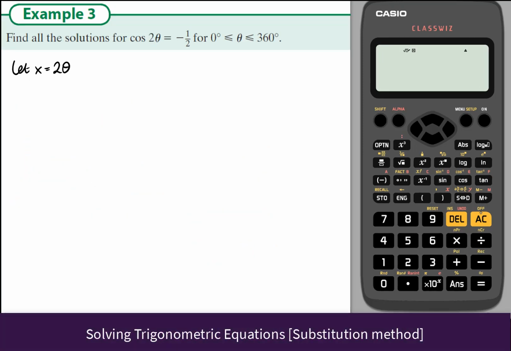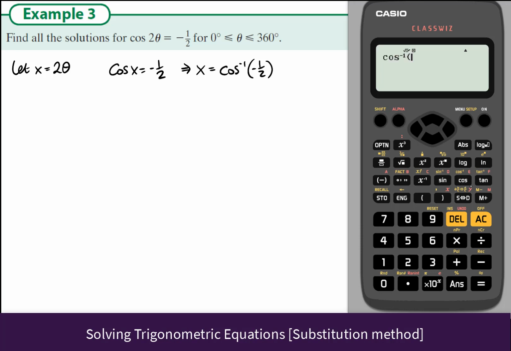The second approach to this is a substitution method. If we let x equal 2θ, well then cos x is negative a half and x is cos inverse negative a half. And we could use the calculator to evaluate this. So cos inverse of negative a half is 120 degrees.